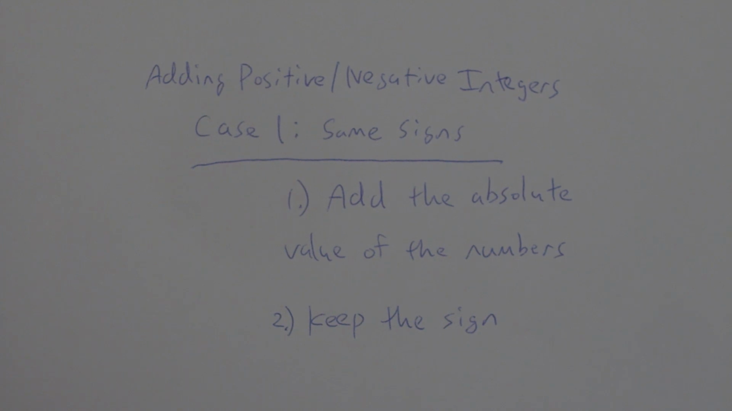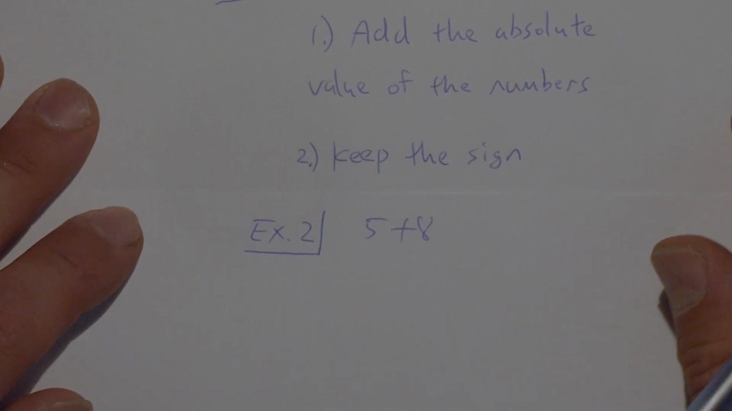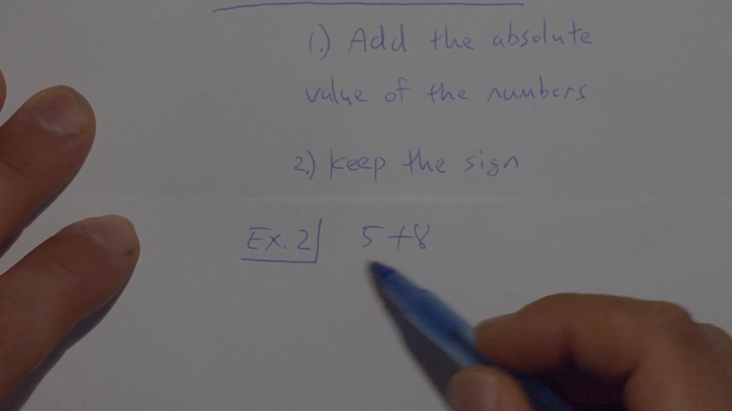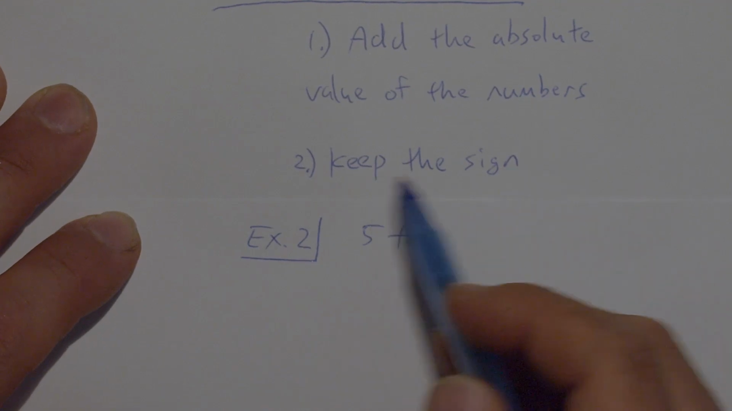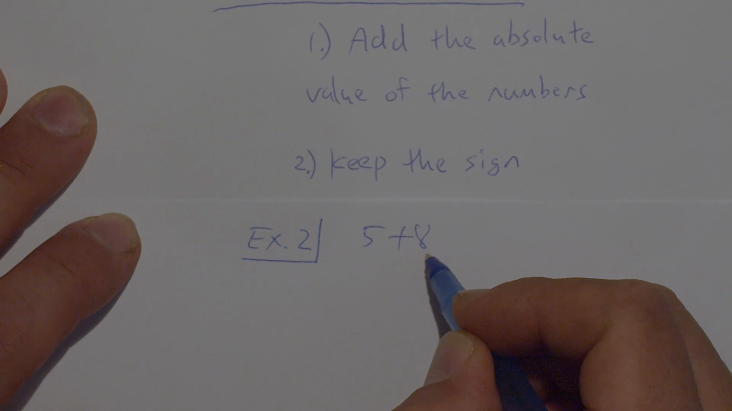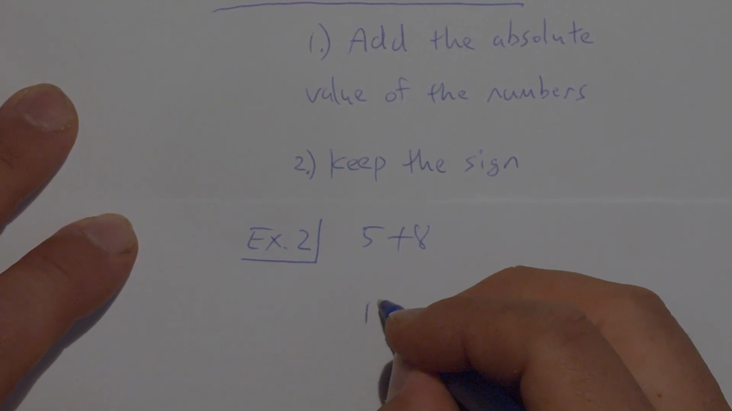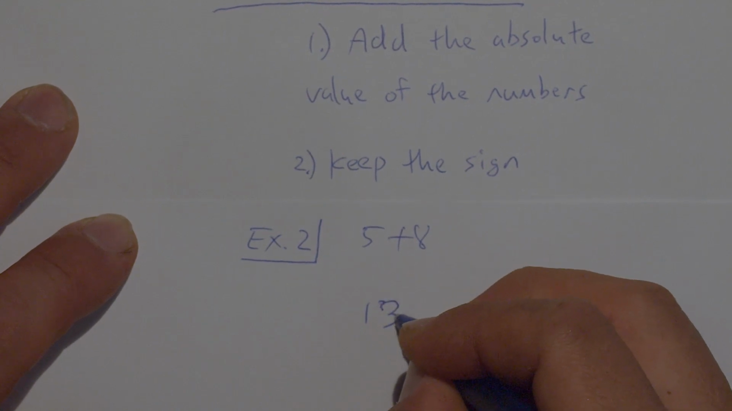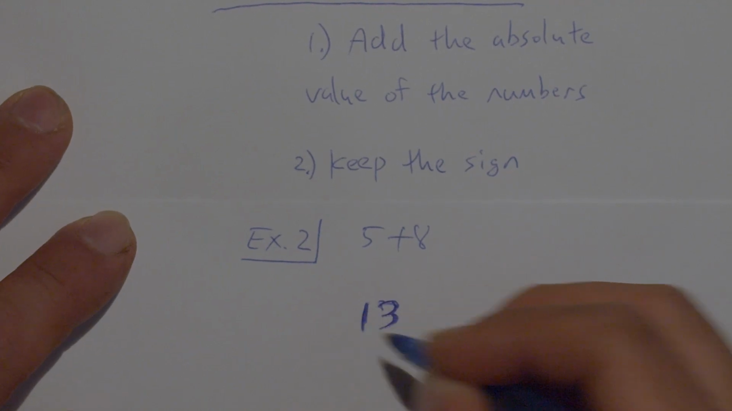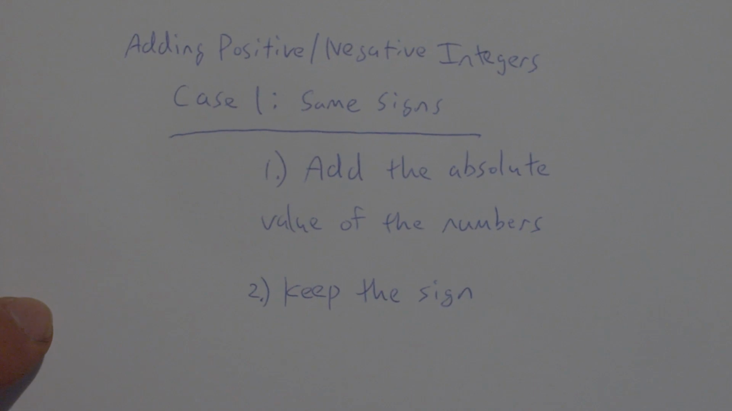All right, so let's look at another example, but this time they're both going to be positive numbers, but we're going to show that we can utilize the rules still. And so here we have two positive numbers. We're going to add the absolute value of the numbers. The absolute value of 5 is 5, and the absolute value of 8 is 8. So we're just adding those two numbers, and we're going to get 13, and we're going to keep the sign because the initial signs of these were both positive. So we're keeping the signs. So that's just to show you that this rule does work when both of your numbers are positive.